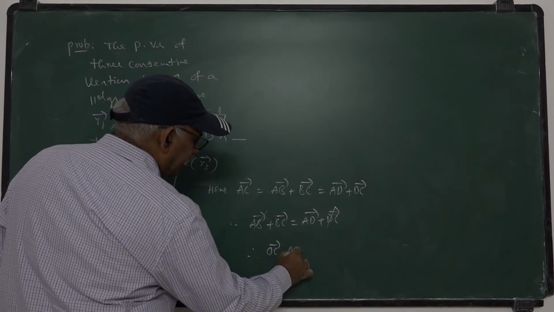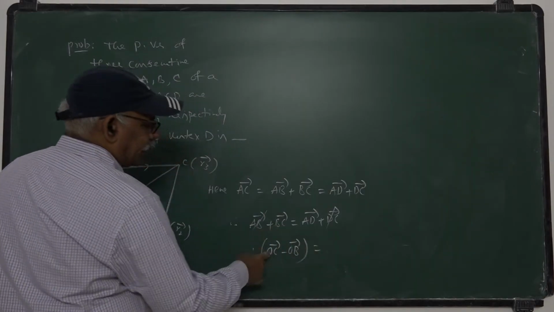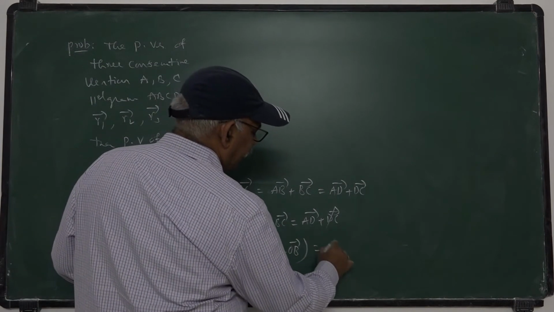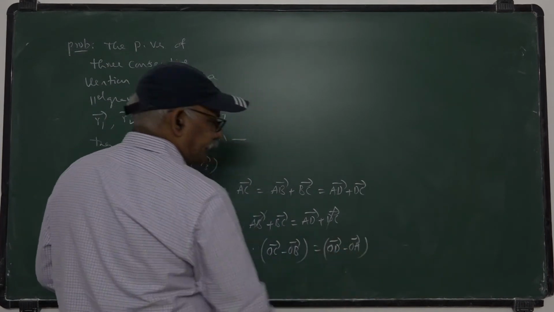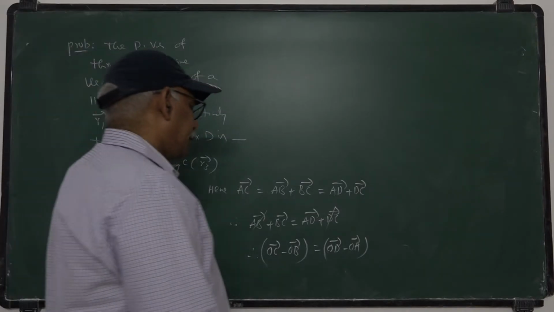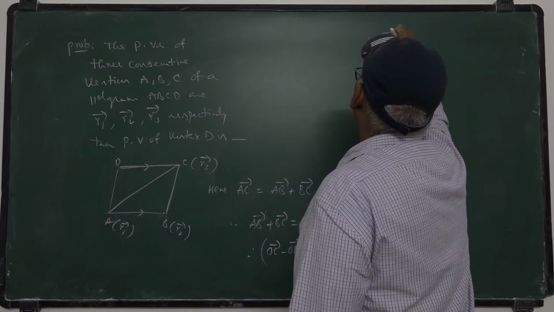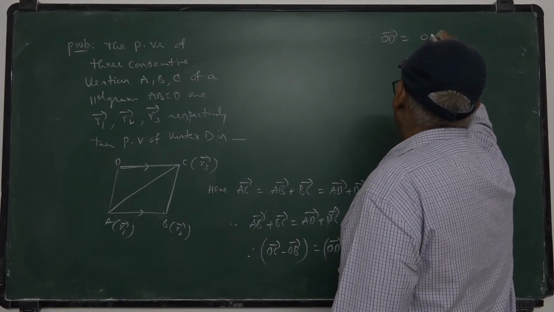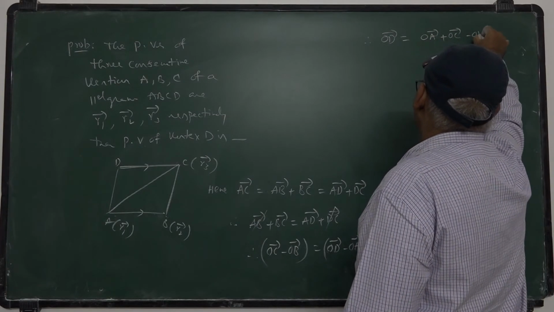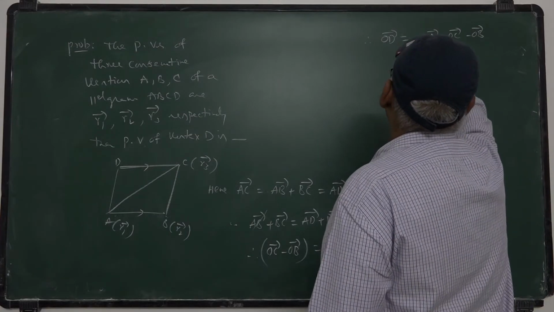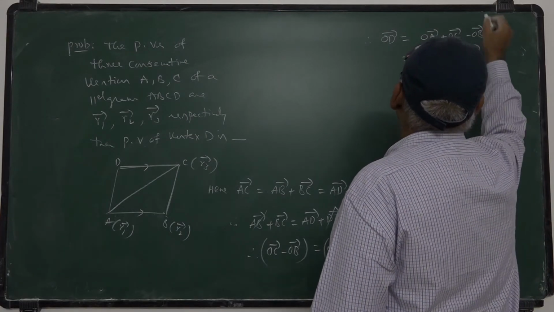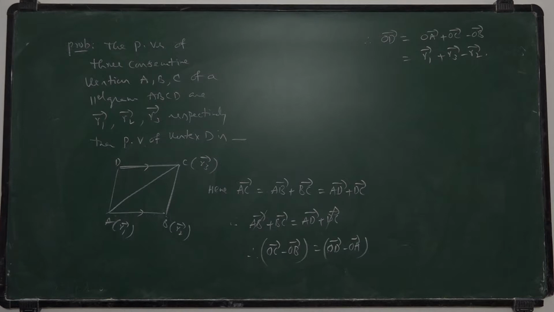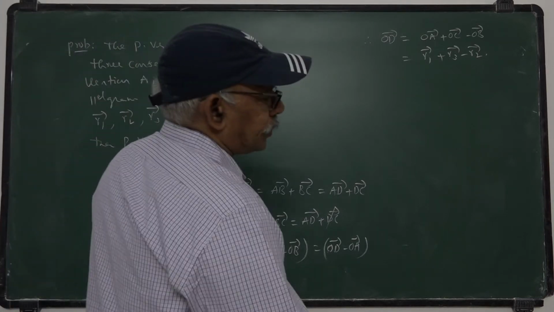BC may be written as OC minus OB, the position vector of tail minus position vector of head. Similarly, AD bar is OD minus OA. In such case, OD bar equals OA plus OC minus OB. This is R1 plus R3 minus R2 itself. In terms of the position vectors, OD bar, the position vector of vertex D, is R1 plus R3 minus R2.